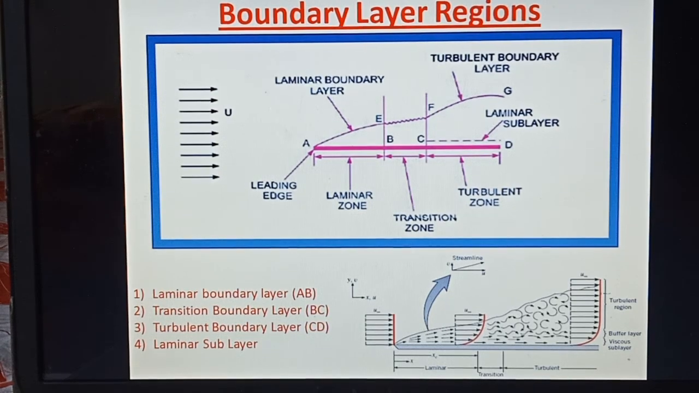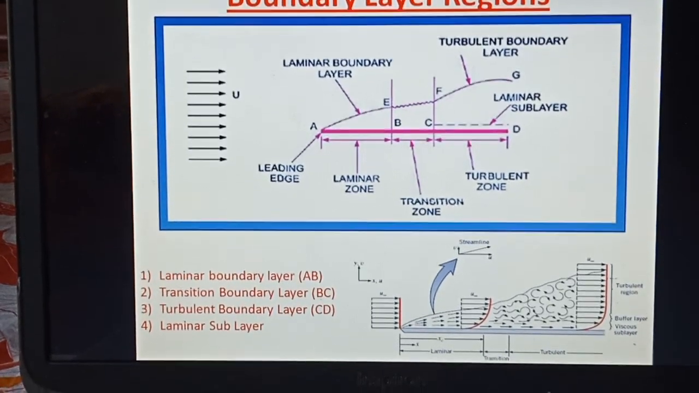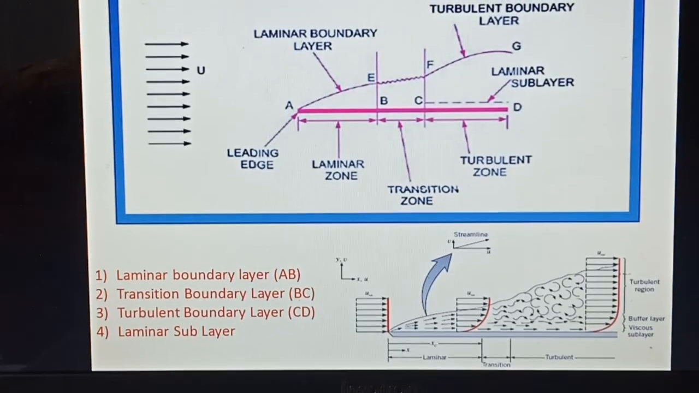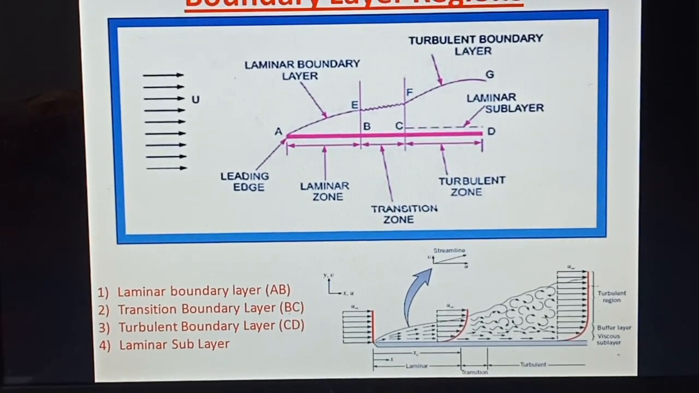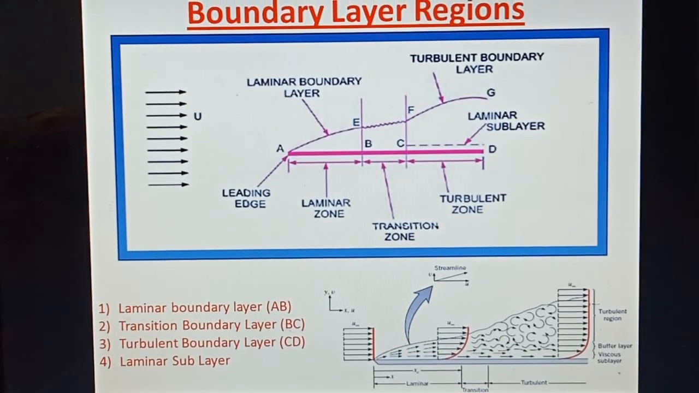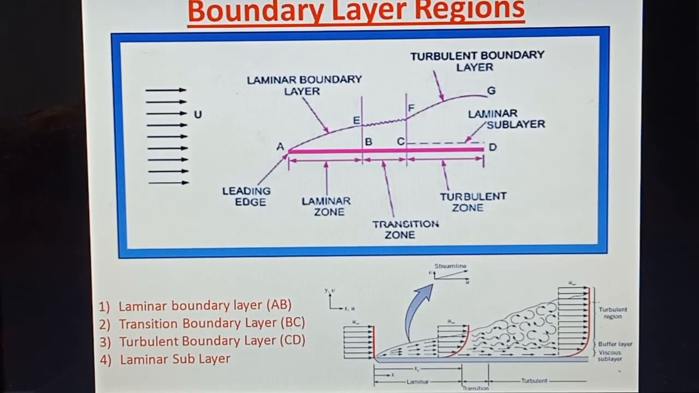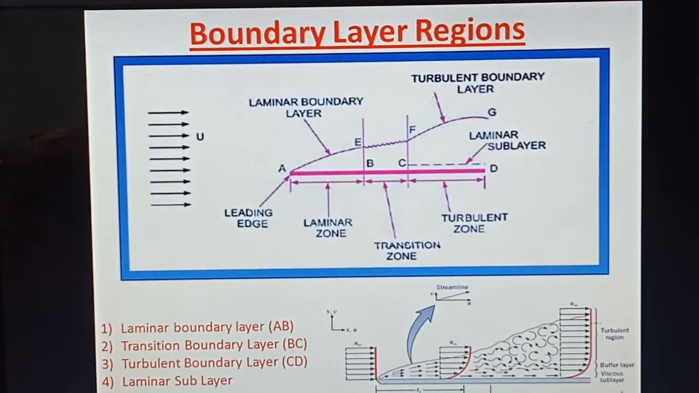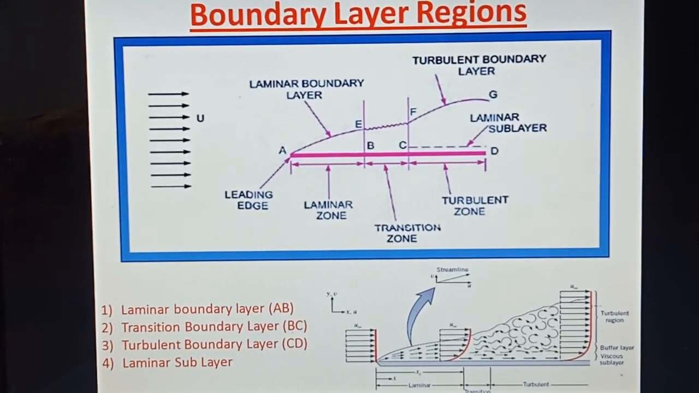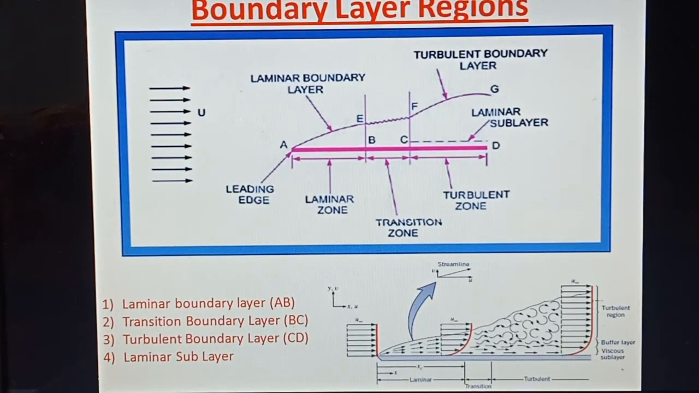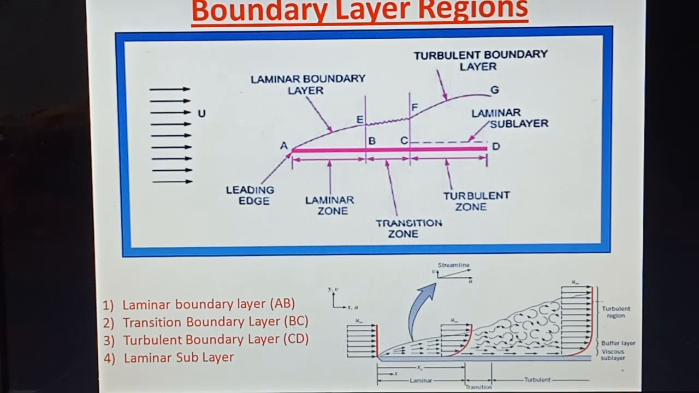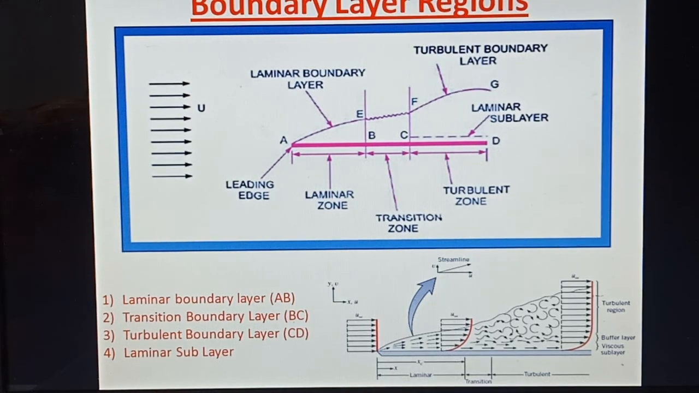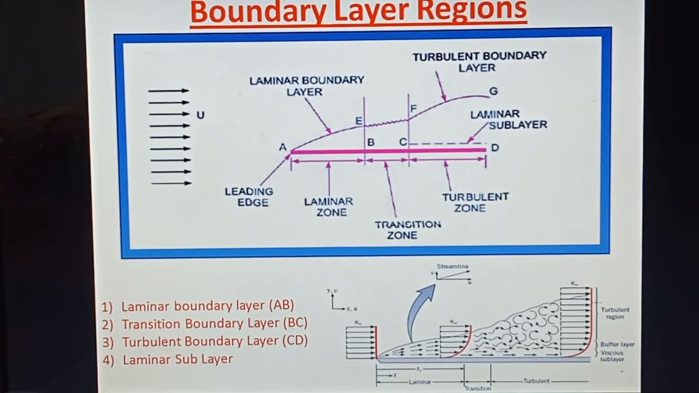Although C to D is a turbulent zone, still very near to the surface of the plate, we can assume that the fluid moves in the form of a layer. That you can also see in the second diagram. Near the surface of the plate, the fluid moves in the form of a layer. So that's why near the surface in the turbulent zone, we call that layer a laminar sublayer. Above the laminar sublayer, we have turbulent fluid flow, but up to the laminar sublayer, the fluid moves in the form of layers. So these are the main four regions in a boundary layer: laminar, transition, turbulent, and the last one is the laminar sublayer.